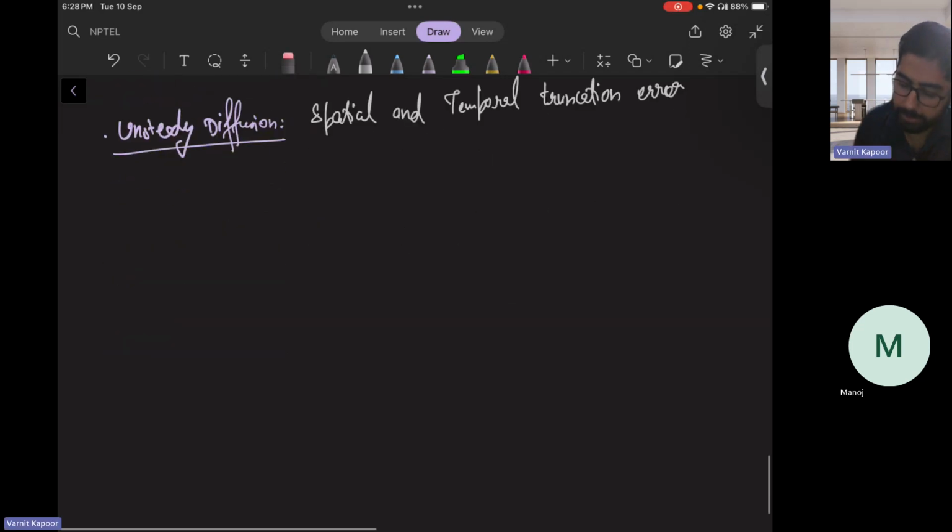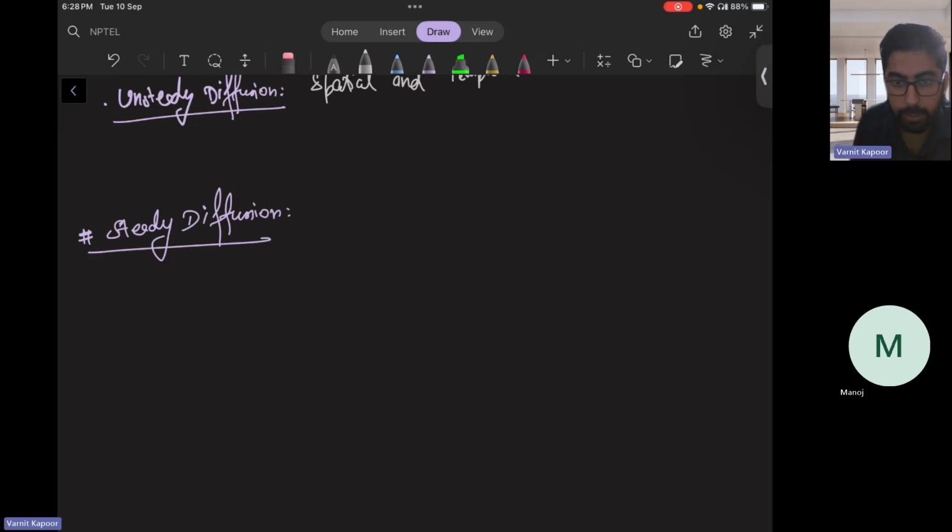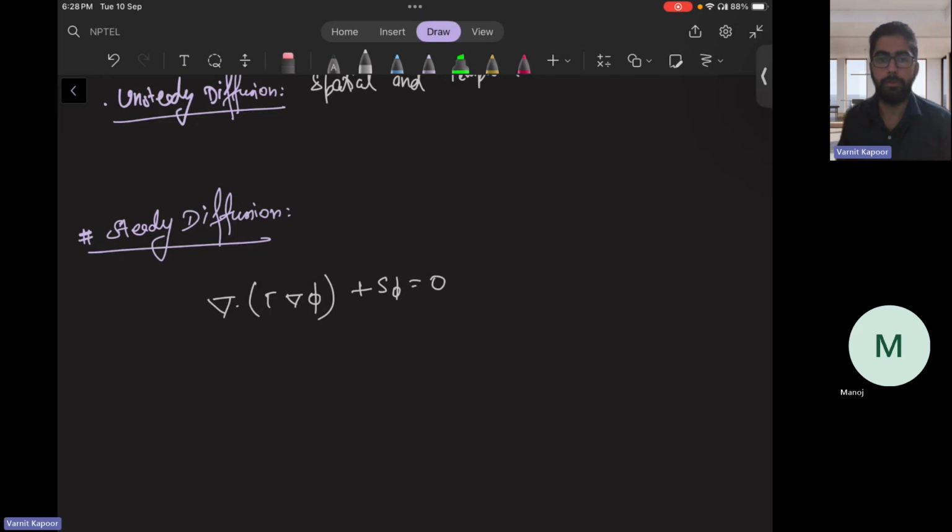Okay. Let's come to first steady diffusion. So what was our equation? We have seen this equation a lot of times. Del dot gamma rho of any property phi plus source term is equal to 0.